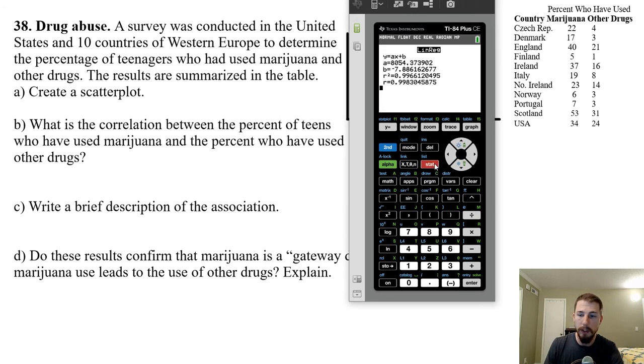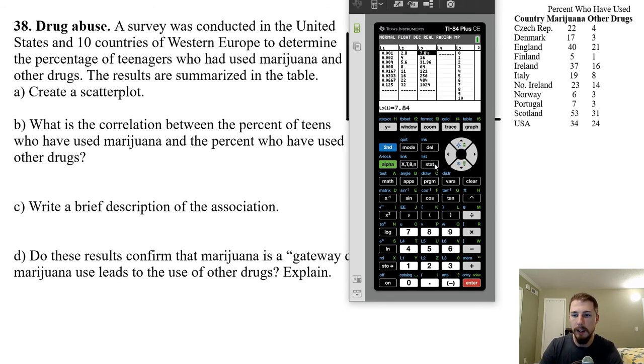All right, so what we're going to do is go into stat and then to edit. And I'm going to go ahead and put this in list 3 and list 4. That's fine. I'm going to pause the video and then I'll come back when I have all this in, because otherwise this will be really boring. All right, so we have all of our data in here. We can make sure that our lists are the same length so that we didn't have a typo.